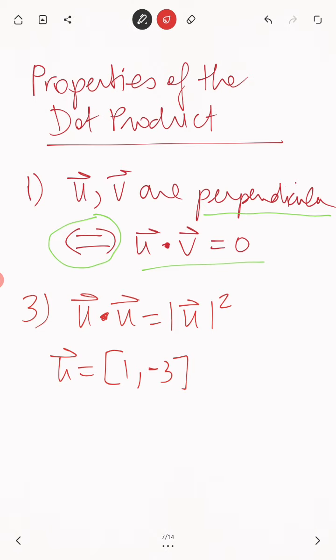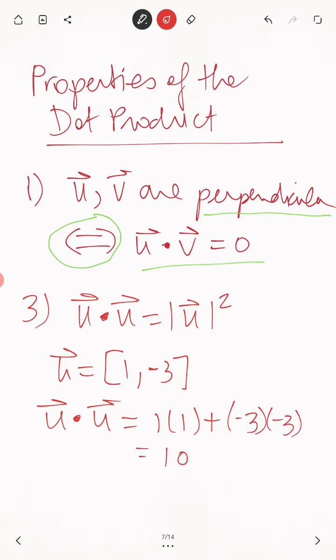So let's just do it with the numerical vector here. So u dot u, remember the definition for dot product for Cartesian vectors, you would multiply the first component by itself and add that to the second component multiplied by itself. And so that comes out to 1 plus 9, which is 10.